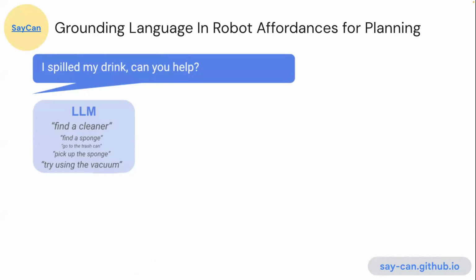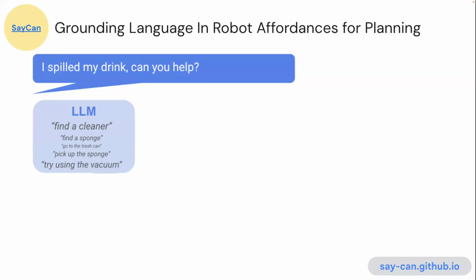You have to know what it means to spill a drink and what the human is expecting when they say, "can you help?" Typically this was very hard to do, but now an LLM can just tell you semantically meaningful things to do. The main challenge is that these LLMs are not grounded. They don't know the capabilities of the robot. They don't know what's in that environment. Keep in mind, right now we're talking about just language, so there's not even vision here.